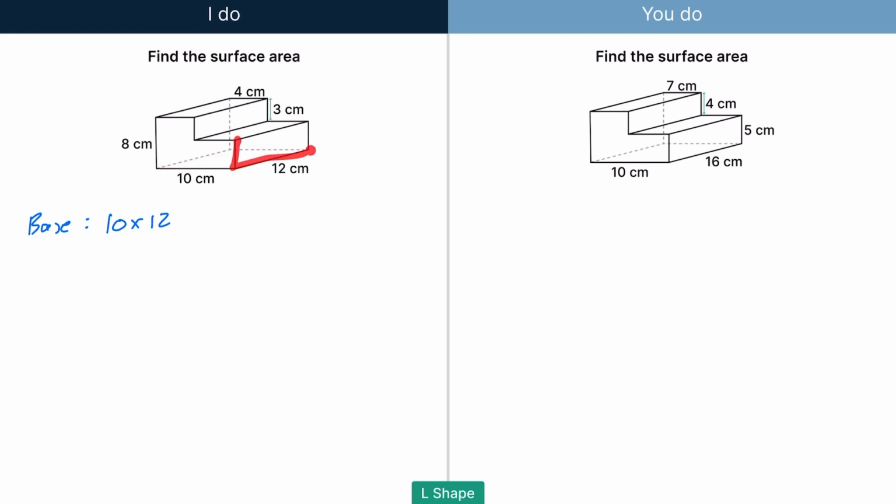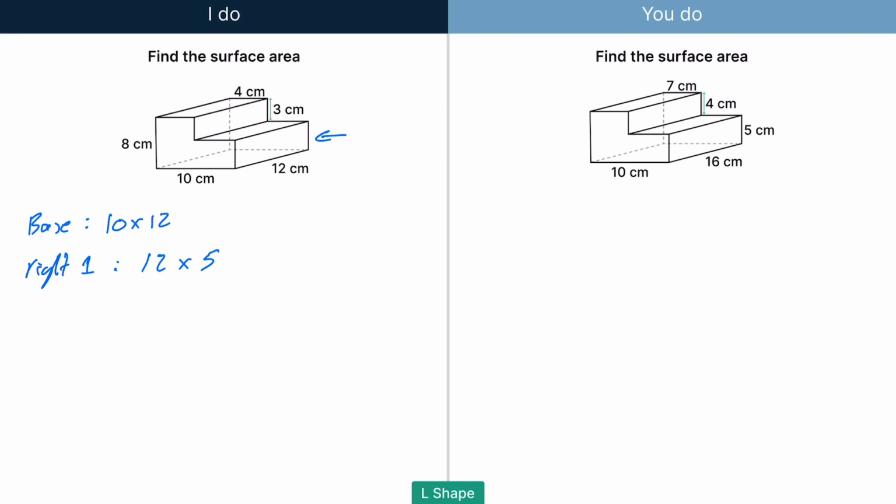Next I can do this piece here. So that will be 12 times, well, what is the height here? Now it is a compound shape, so to find the height here, we're just going to do 8 take away 3. That gives me 5. So we can just call this the right one, because there's going to be 2 lots of them. So on the right side, we're doing 12 times 5.